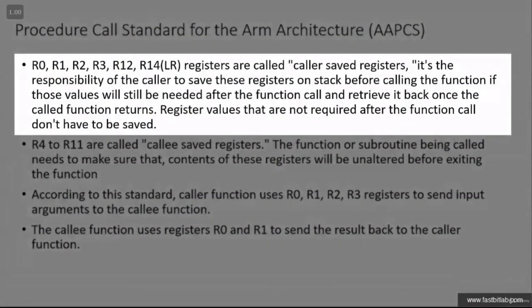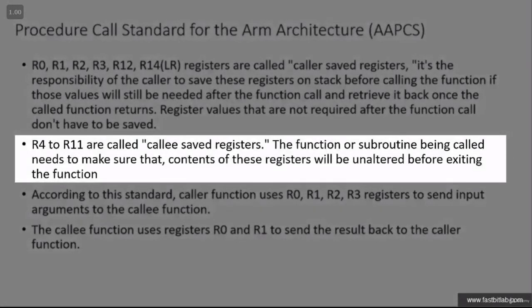R0, R1, R2, R3, R12, R14 registers are called caller saved registers. It's the responsibility of the caller to save these registers on the stack before calling the function if those values will still be needed after the function call, and retrieve them back once the called function returns. Register values that are not required after the function call don't have to be saved. R4 to R11 are called callee saved registers. The function or subroutine being called needs to make sure that the contents of these registers will be unaltered before exiting the function.